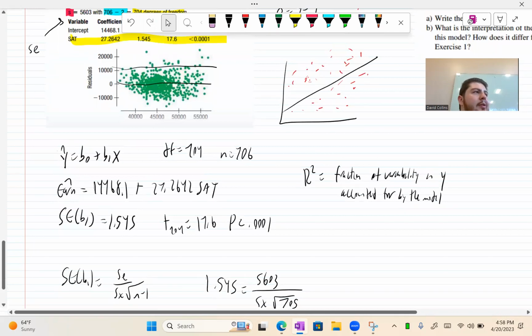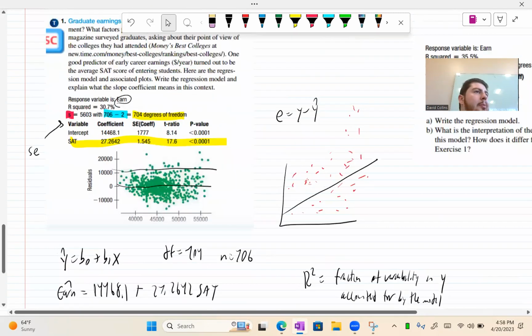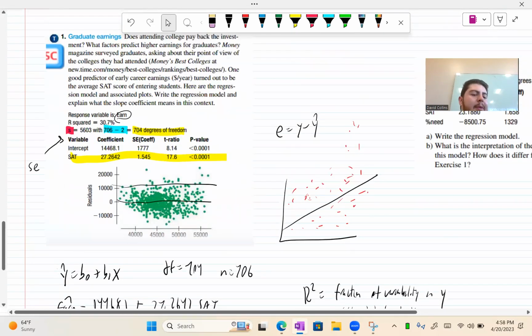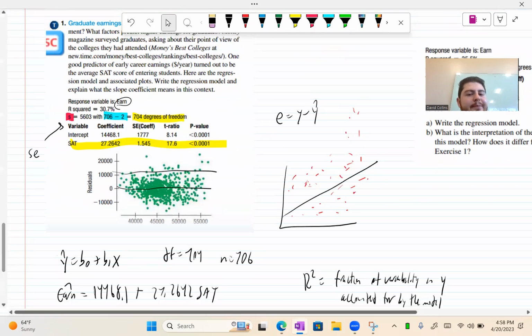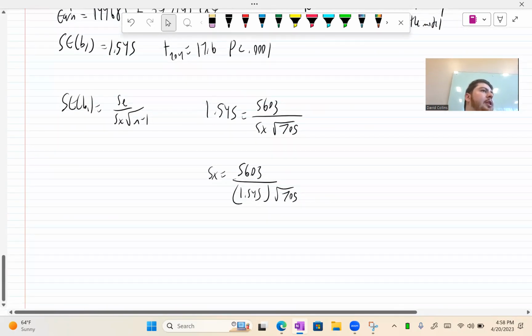Any questions about this stuff? On the test, you will basically get a table that looks just like this, just slightly different. Okay, if you don't have any questions, we're going to go back to chapter 9.